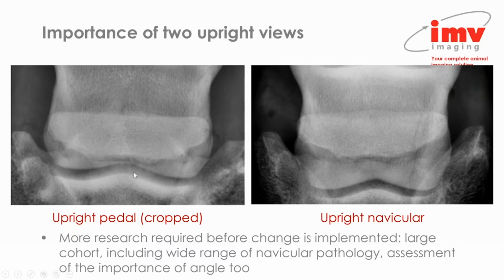So I would question, and this is the reason why I said it, whether the use of two different angles is one of the important differences between these two views, rather than just centering, collimation and exposure factors. So I think before any change is implemented, certainly more research would be required. We would need a much larger population of horses, which would have to include a wide range of navicular bone pathology, and we would have to assess the importance of acquiring two radiographs at a different angle in addition to what they evaluated in this study.